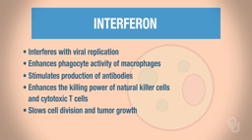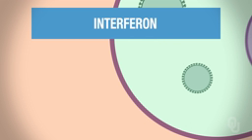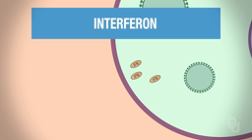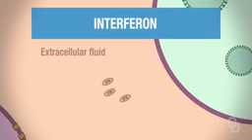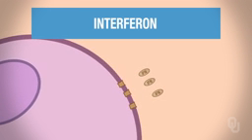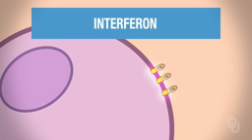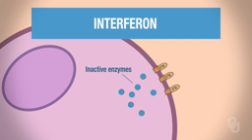So let's take a look at how this will work. We're going to take a cell, and it's been invaded by a virus. So once the cell is invaded by the virus, the cell is going to be releasing interferon. The interferon is going to enter the extracellular fluid, and it's going to travel to healthy cells, cells that have not been invaded by the virus. And when it binds to these receptors on an uninvaded cell, this uninvaded cell now will produce inactive enzymes. So basically, this cell is just waiting. It's waiting to be invaded by a virus.